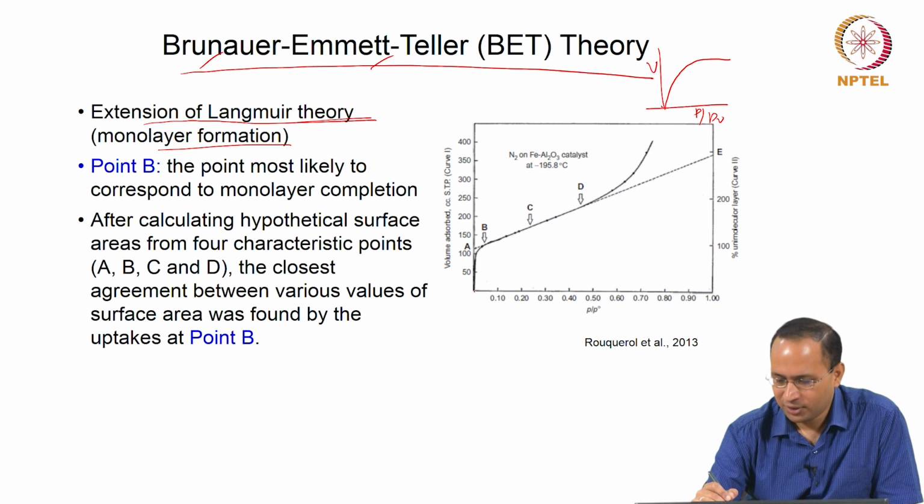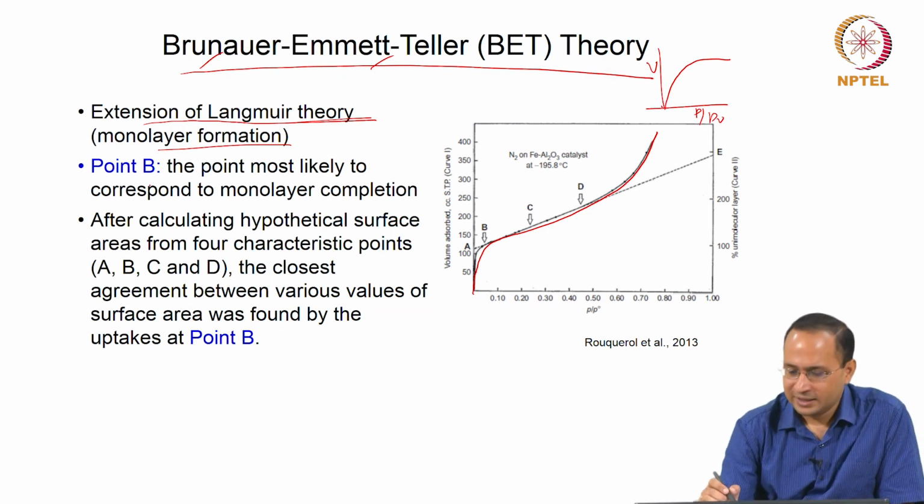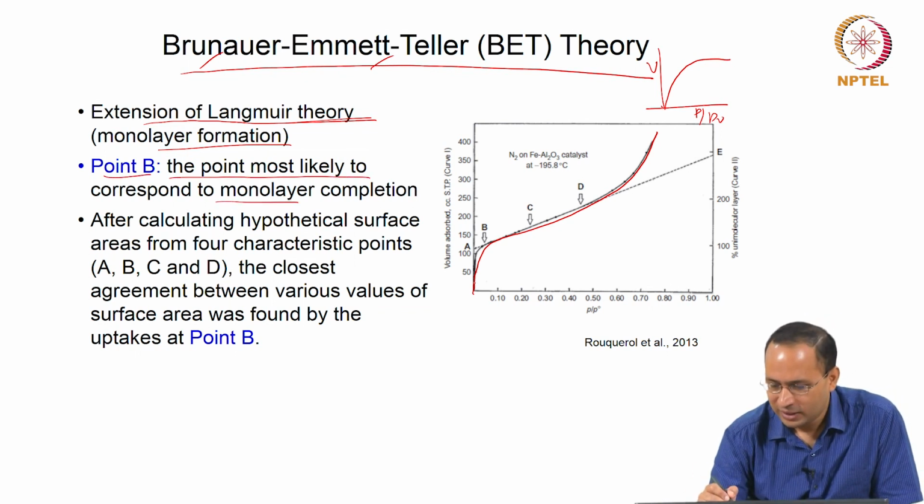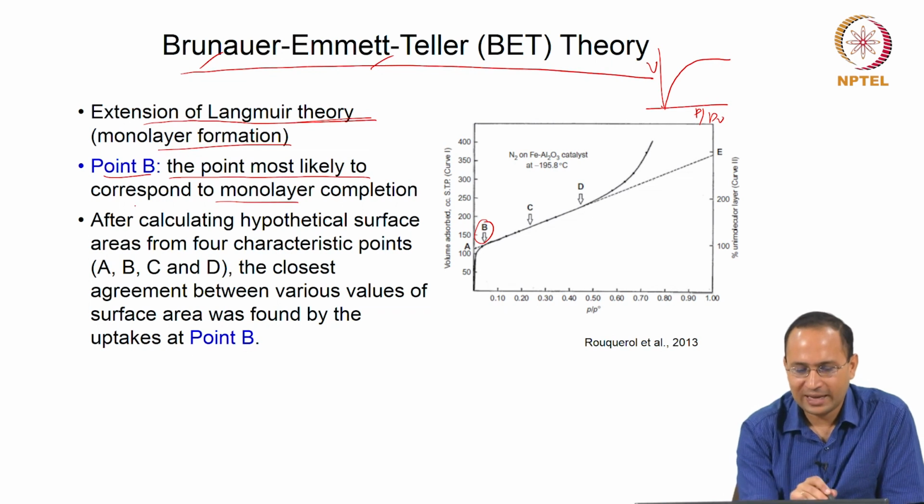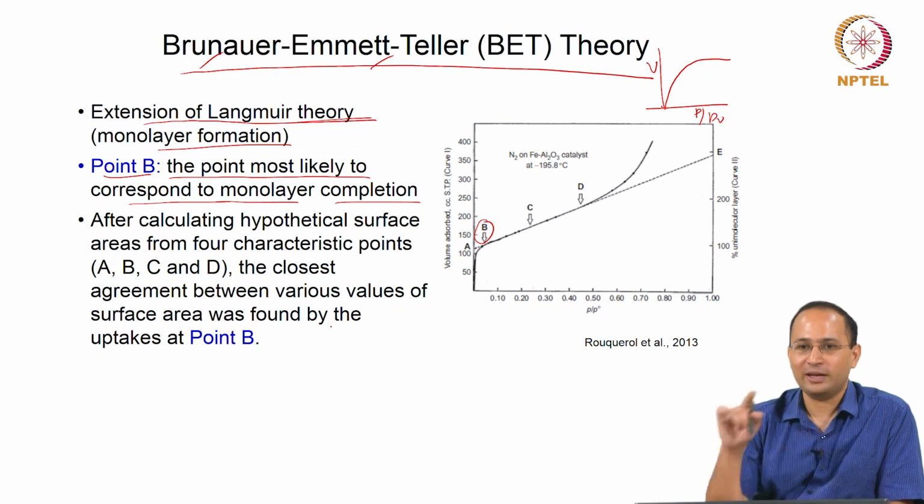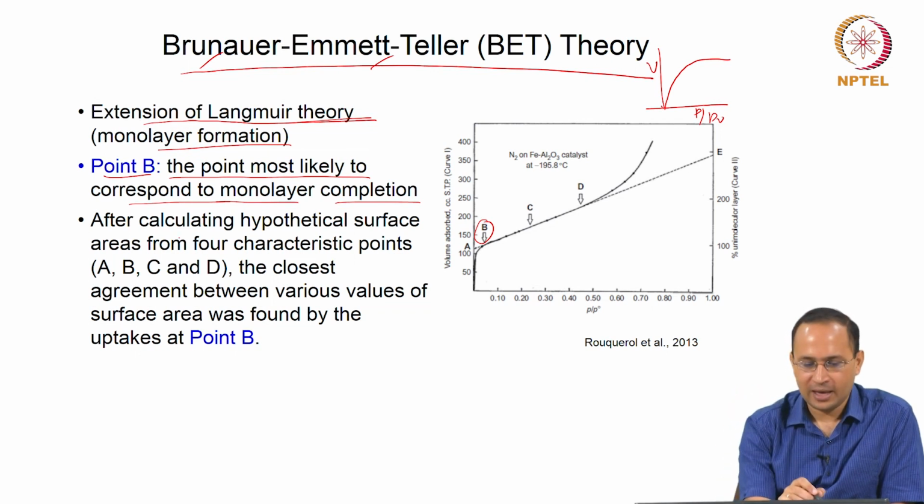But now they are trying to explain this behavior, why this is happening, which is not type 1, you understand. So, in this they say that the point B, where you see the change in slope, is the point most likely to correspond to monolayer completion. They say here is the point where your monolayer completes, a monolayer being a layer one molecule thick. How did they do this?